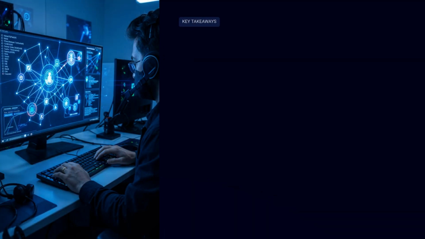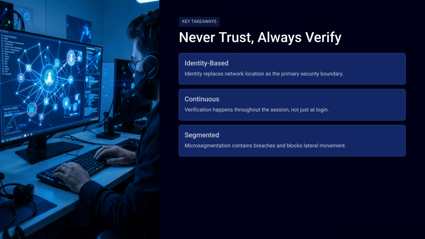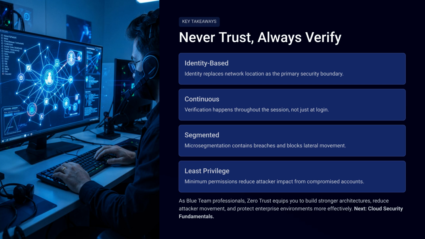The key takeaways are: never trust, always verify. Zero Trust is identity-based, continuous, segmented, and relies on least privilege. As Blue Team professionals, Zero Trust helps you build stronger architectures.